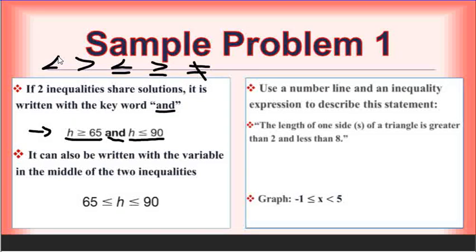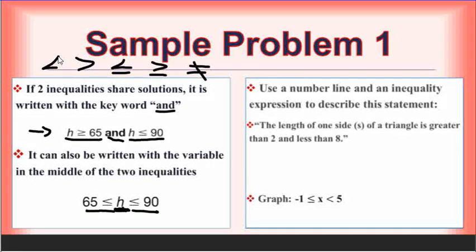Our second type is one where you can use the keyword and, or it can also be written with the variable in the middle of the two inequalities. So instead of using the word and having two separate inequalities, you can write one inequality with H in the middle, greater than or equal to 65 and less than or equal to 90. So you can see that the solutions to both of them are in between those two numbers. Let's take a look at an example.